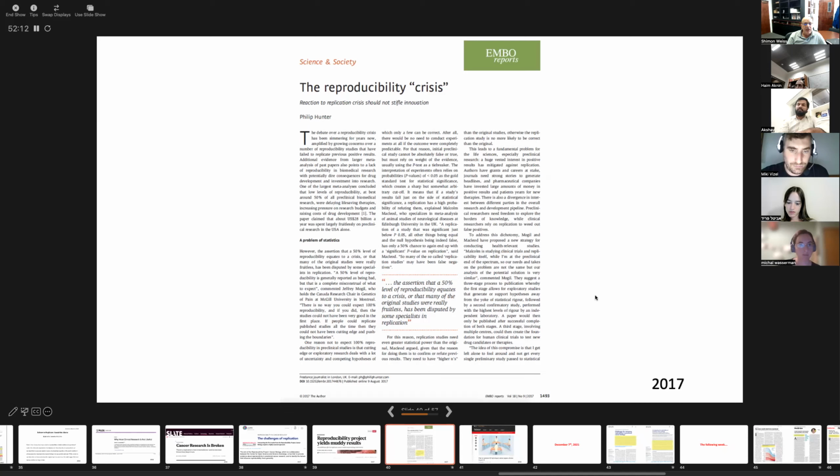2017, the reproducibility crisis. Reaction to replication crisis should not stifle innovation. The assertion that a 50% level of reproducibility equates to a crisis, or that many of the original studies were really fruitless, has been disputed by some specialists in replication. So obviously there is some resistance to this idea. And some people say, no, we don't have any crisis. We should continue to do the work that we are doing now, the way we are working now, and everything is good.